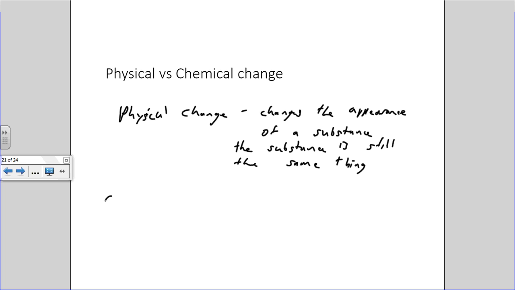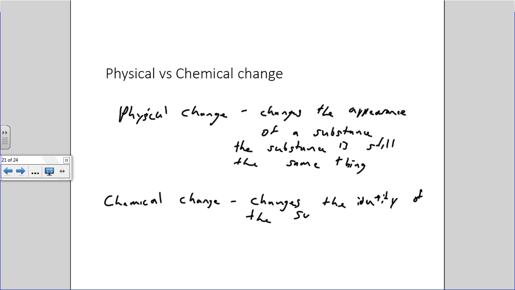A chemical change is different. A chemical change changes the identity of the substance. What that means is you basically end up with something new.